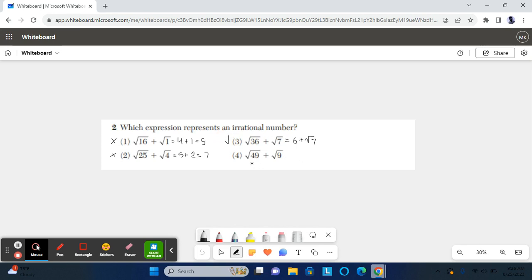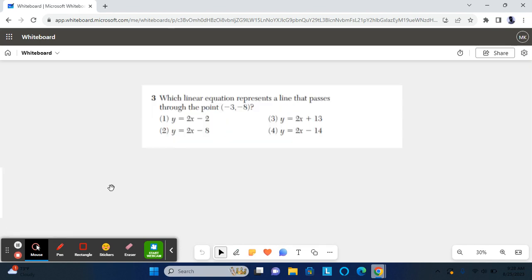For 4, it says square root of 49 plus square root of 9, which is basically 7 plus 3, which is 10, and that's a rational number, so 4 is not the correct answer. 3 is the correct answer for number 2. Let's move on to the next problem.